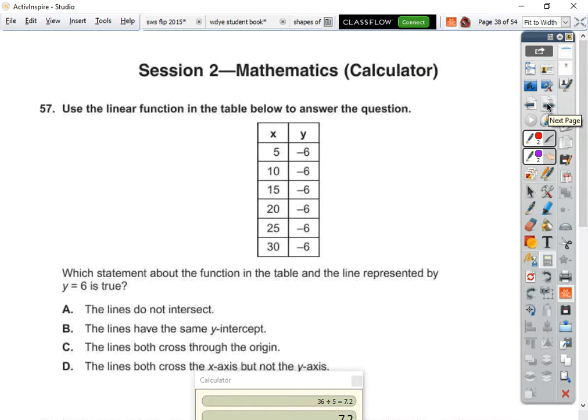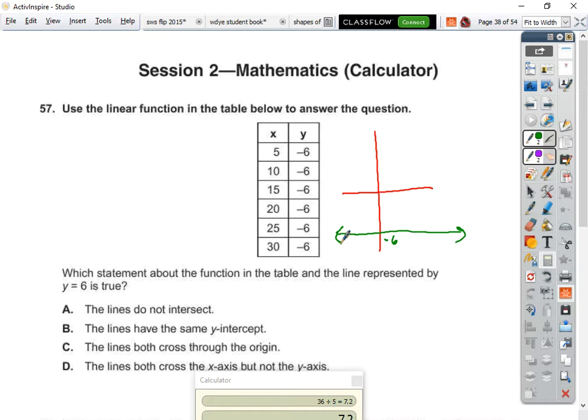All right, number 57. Use the linear function in the table below to answer your question. Well, this is clearly a line that has a horizontal line at -6.